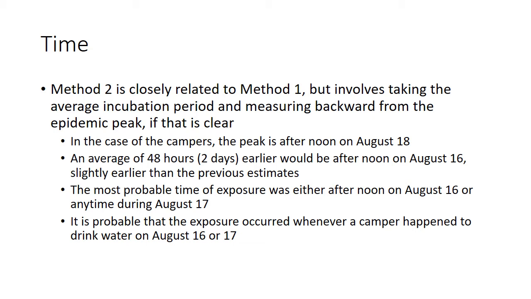By looking at these different models, we can say that the most probable time of exposure was either afternoon on August 16th or any time during the day on August 17th. So if it's probable that the exposure occurred whenever a camper happened to be drinking water on August 16th to 17th, you can try to backtrack and ask, what were they doing on that day? Where might they have been exposed to contaminated drinking water? You can try to narrow it down to a specific focus. Maybe it was a contaminated water pump or something like that.